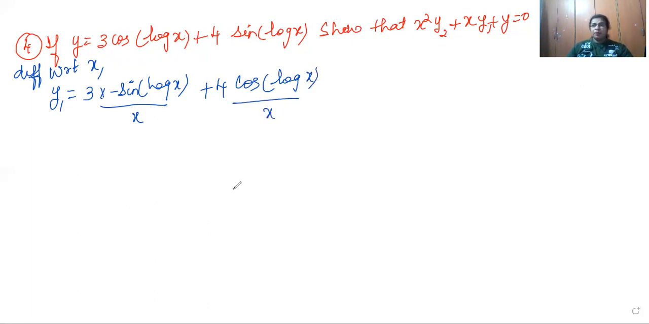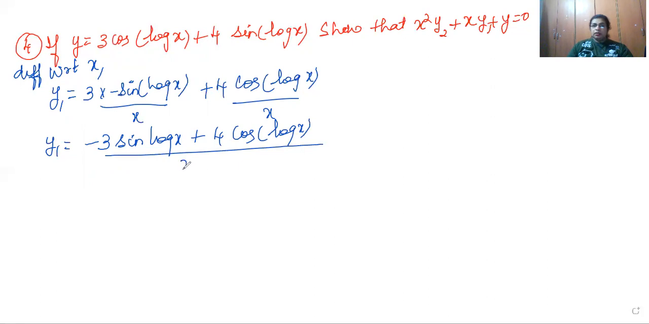Now you can see x is a common denominator. You can see that x is common. So you can write that as y1 is equal to minus 3 sin log x plus 4 cos log x, whole divided by x. You can take that as common denominator.